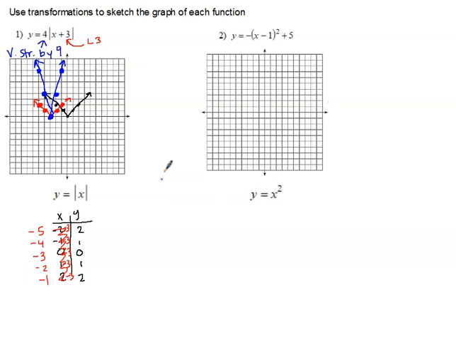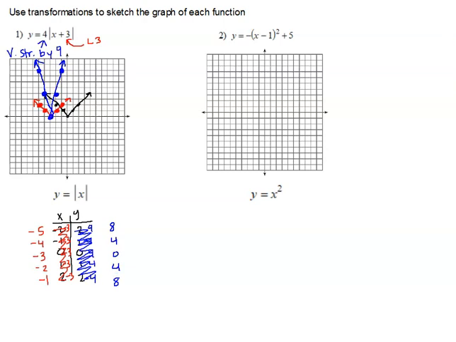One thing that we could have done instead of doing it right on the graph is just taken our table and multiplied all of the y values by 4. I think doing this makes your graph a lot less stressful. So this y value would be 8, 4, 0, 4, 8. And our new ordered pairs would be -5, 8, -4, 4, -3, 0, -2, 4, and -1, 8.